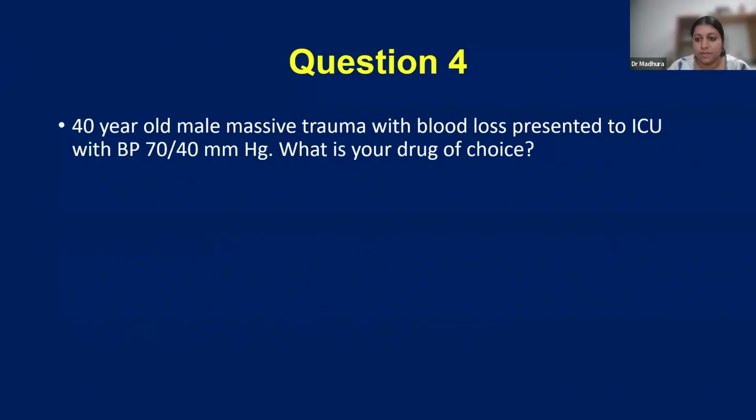Yes. So this is a 40-year-old male patient with massive trauma, with blood loss, presented to the ICU with a BP of 70/40. So what would be your drug of choice here? So somebody has answered Norad. Noradrenaline, yes. Anything else? Anyone wants to take another attempt?